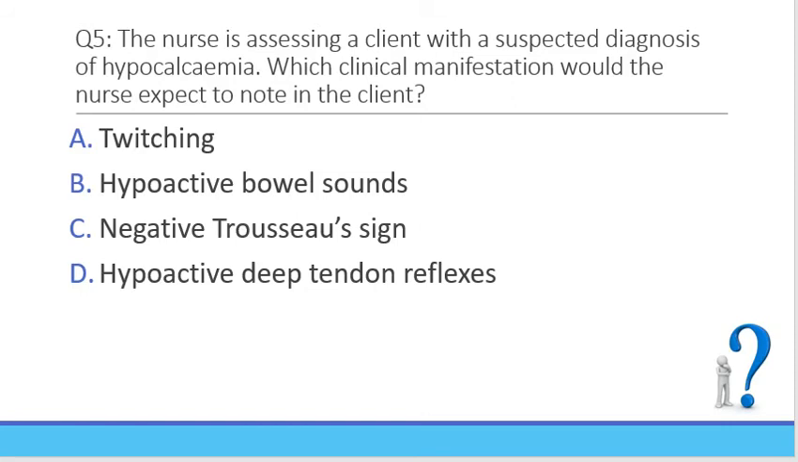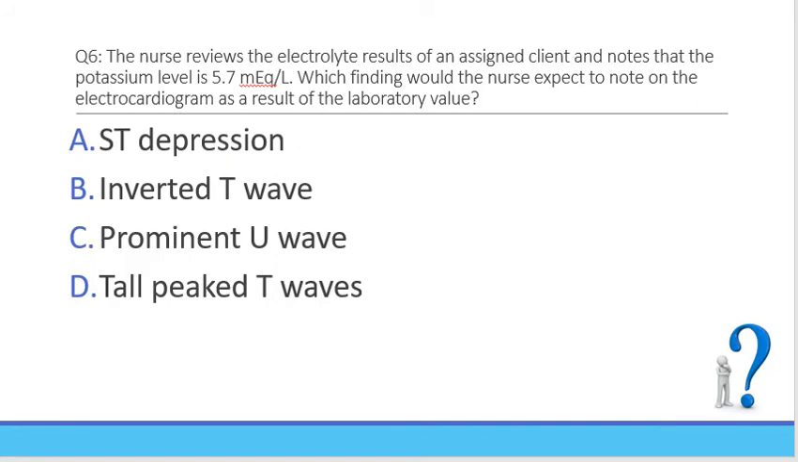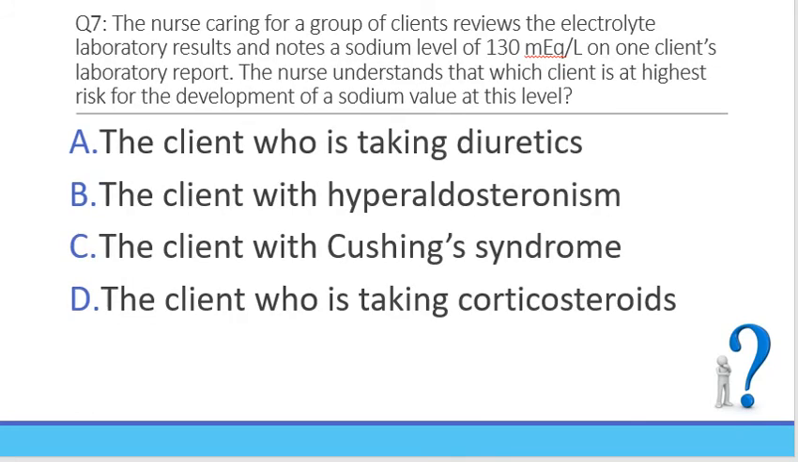Question number 6, a serum potassium level greater than 5 indicates hyperkalemia. ECG changes associated with hyperkalemia include flat P waves, prolonged PR intervals, widened QRS complexes, and tall peaked T waves. And question number 7, the answer is A. Hyponatremia is evidenced by a serum sodium level of less than 135. It can occur in clients taking diuretics. The client taking corticosteroids, and the client with hyperaldosteronism or Cushing's syndrome are actually at risk of hypernatremia.